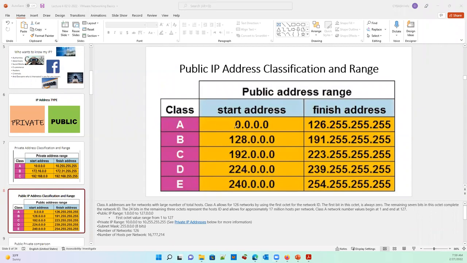It starts with 1 to 126.255.255. That means every octet, every number behind the dot, cannot go beyond 255. You cannot have 257 here, okay? You cannot have 900 at the end. That's why you have a limitation on how many IPs you can have. It's the number of hosts, but we don't want to complicate things by talking about hosts and networks. I just want you to understand IP addresses right now. So this is how it works.